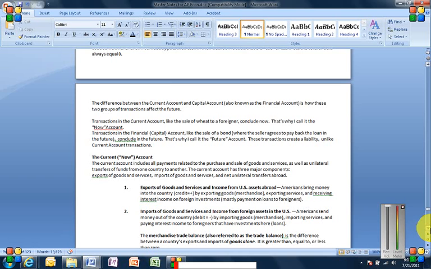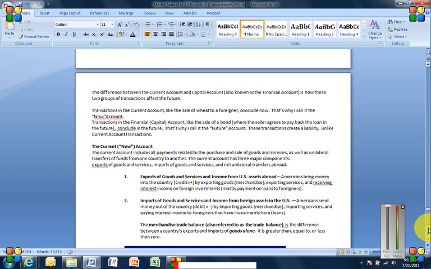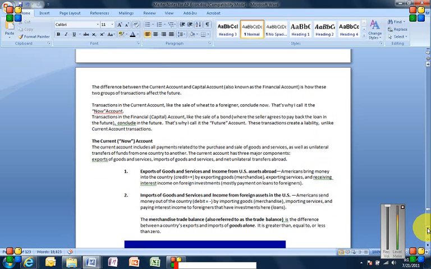So, that being said, let's take a look more at the current account, or as I call it, the now account. The current account includes all payments related to the purchase and sale of goods and services, as well as unilateral transfers. Unilateral means one way. It's not like a purchase where you say, I want that iPhone, here's my money in exchange for the iPhone. That's a two-way transaction. Unilateral just means one party acting in one direction, not expecting anything in return. So the current account includes unilateral transfers of funds from one country to another.